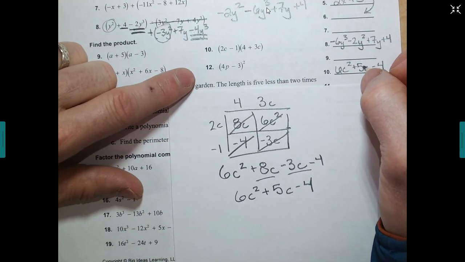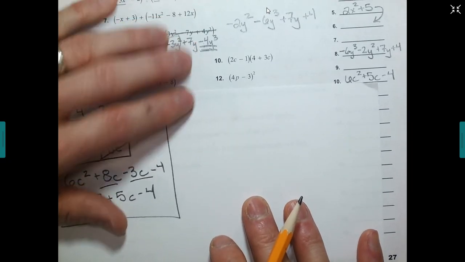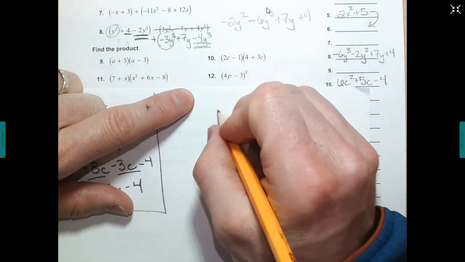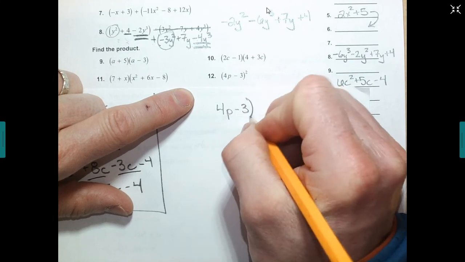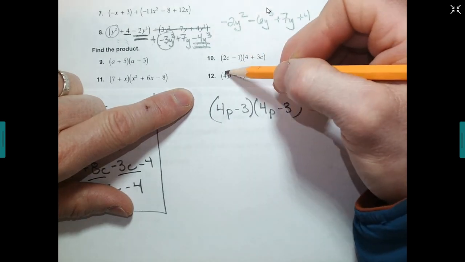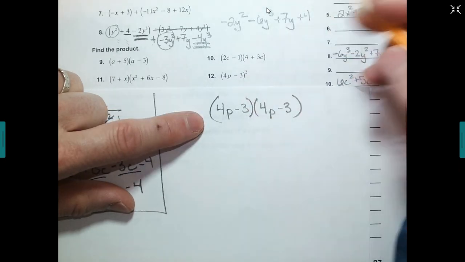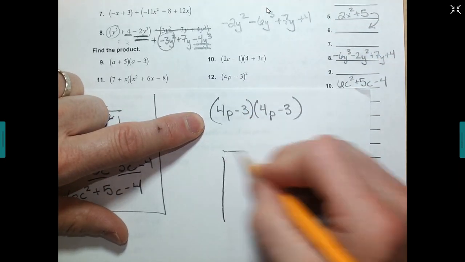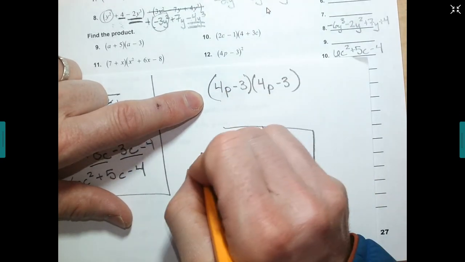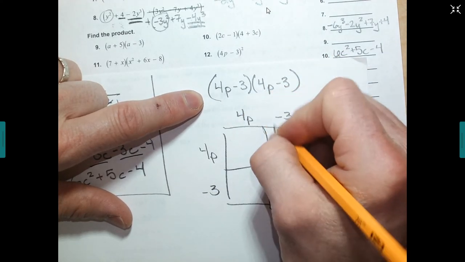Okay. Number 12. I have 4p minus 3 squared. So that's 4p minus 3 times 4p minus 3. Please don't just distribute this to each one of them because that is not the same. So the bigger the better, I think. 4p -3, 4p -3.